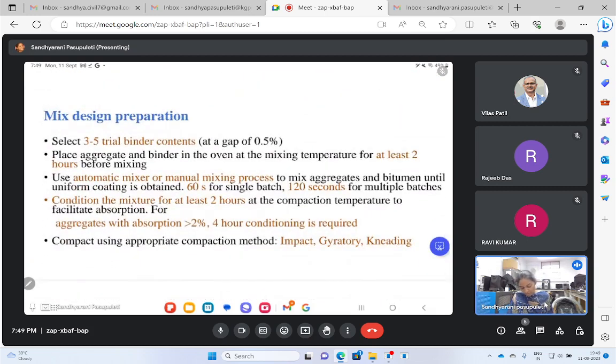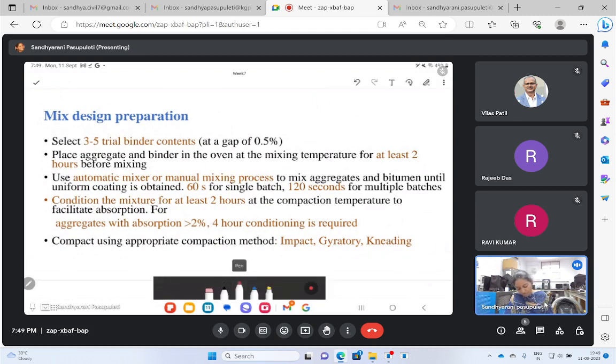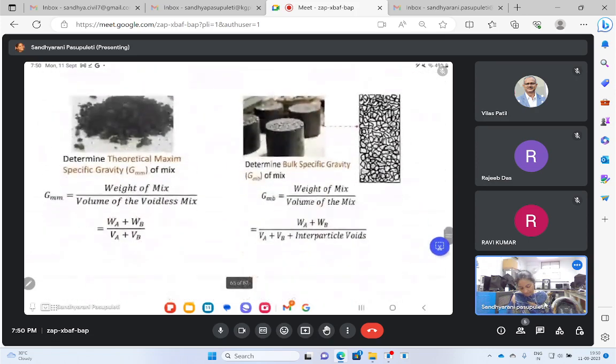So this is a summary. First we need to do the gradations. After gradations, we heat the aggregate and binder. Then we keep it for 2 hours for conditioning. During the conditioning, whatever bitumen is coated on the surface of the aggregate will be absorbed by the aggregate. So this is the correct process. After 2 hours of conditioning, if the aggregates have water absorption of more than 2%, then we have to keep them for 4 hours of conditioning. If the water absorption is less than 2%, 2 hours of conditioning is enough. Then we take that mixture and compact it using either a gyratory or Marshall compactor.